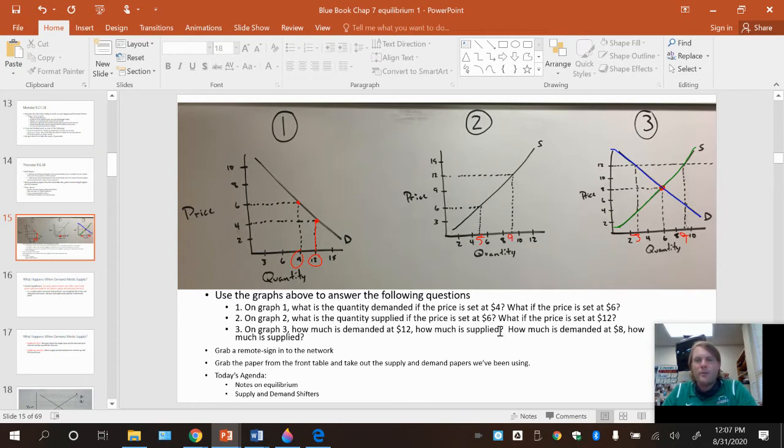And on graph number 3, you can see we have kind of a unique situation. We have both on here, where our price is 8, both supplied and demanded are 6. But if our price goes up to 12, our supply is 9 and our demand is only 3. And we're going to talk about what that means here today when we set these prices. Hopefully it'll make some sense as to why we're moving these things around.